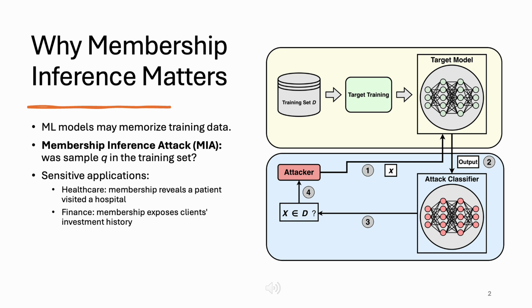Why does one bit of information matter? Imagine a hospital deploys a diagnostic model. If an attacker learns that a patient's record was in the training data, they have learned that the person visited the hospital. In finance, for example, membership can expose a client's investment history, so membership alone is a real privacy violation.